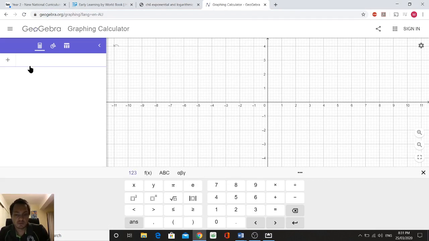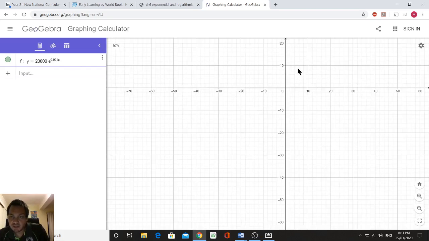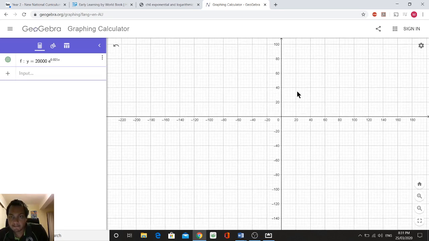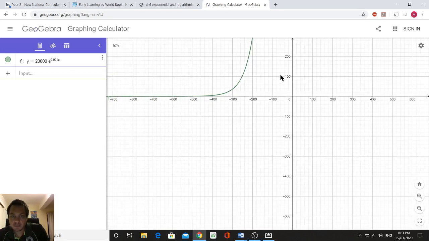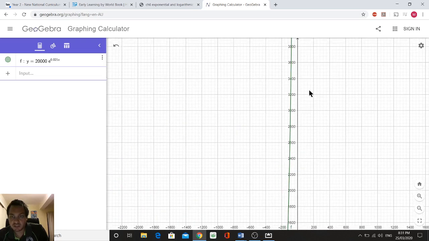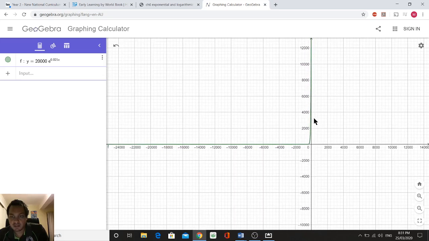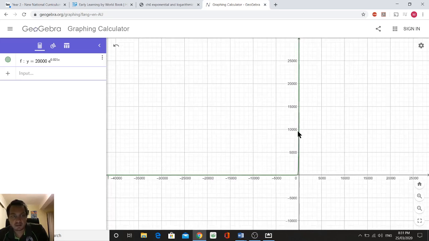If you're looking at y is equal to 20,000 e to the power of 0.021x, zoom out, I need to get to 20,000. So here's my exponential function. Okay, it's absolutely crazy.